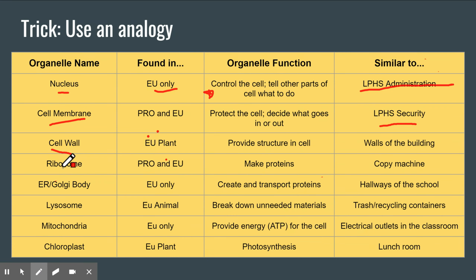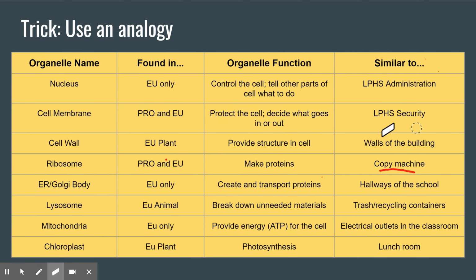The ribosome makes proteins. I compare that to a copy machine. A copy machine makes copies. A ribosome makes proteins. That's similar to me. So you can read through the rest of this analogy. If it's something that interests you or seems helpful, feel free to use this one or try to think of one that works for you.